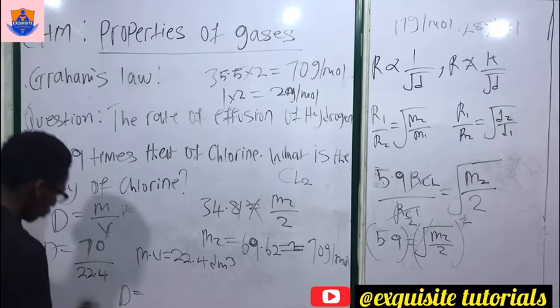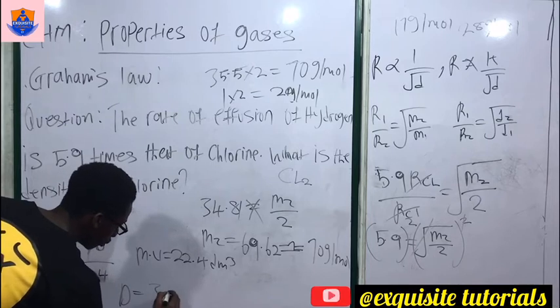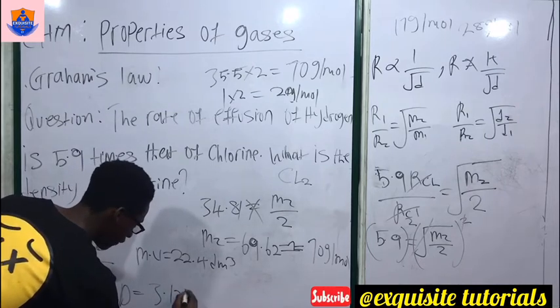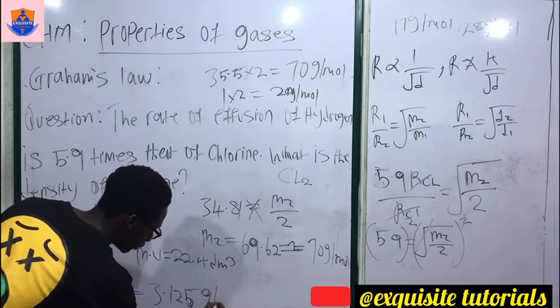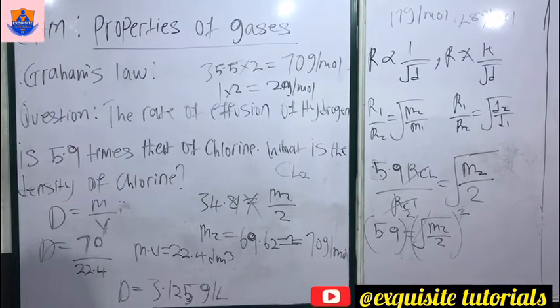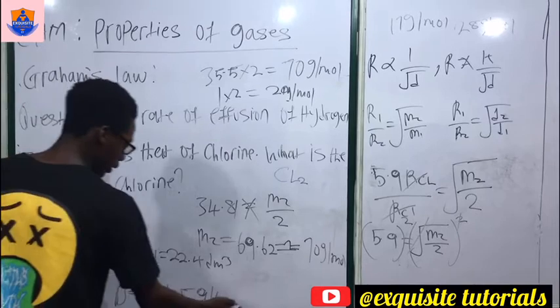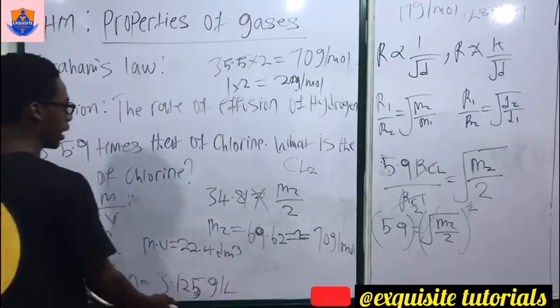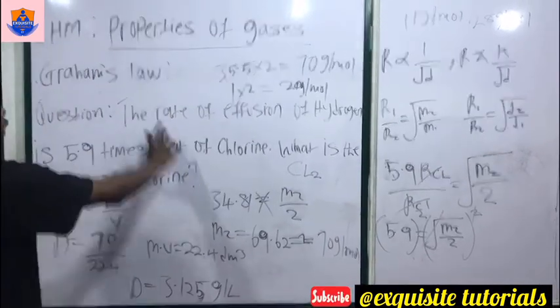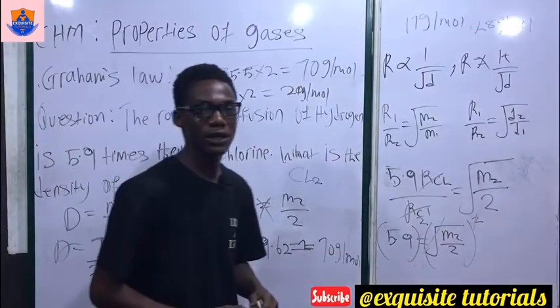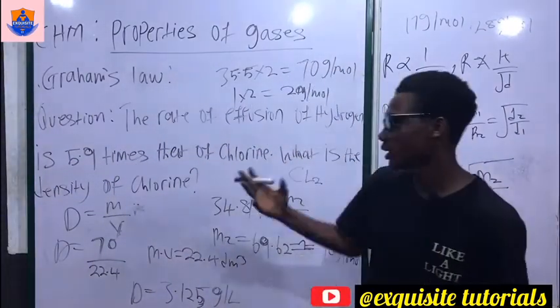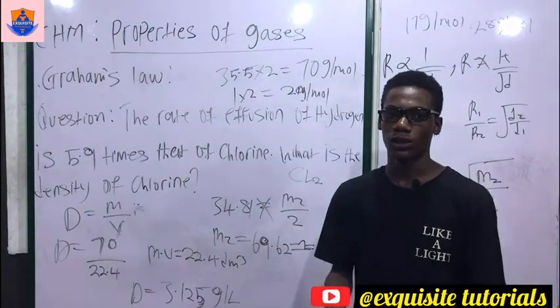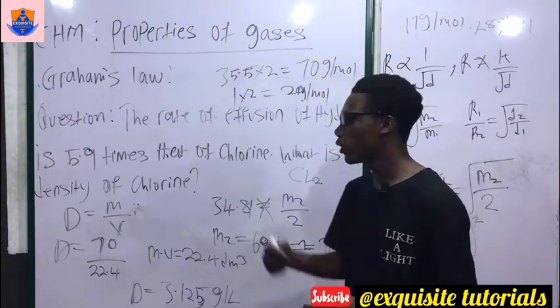Our density should be 3.125 gram per liter. So now this should be the answer to this question, though it is long, but it's very easy to understand. So if you don't get anything, you can restart the video and watch again. You will surely get to where you were lost.